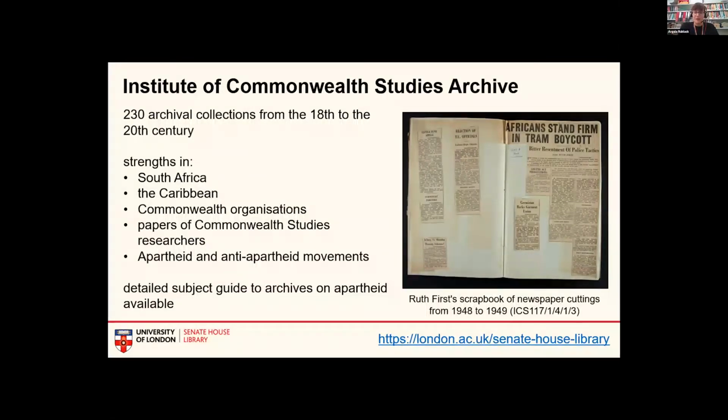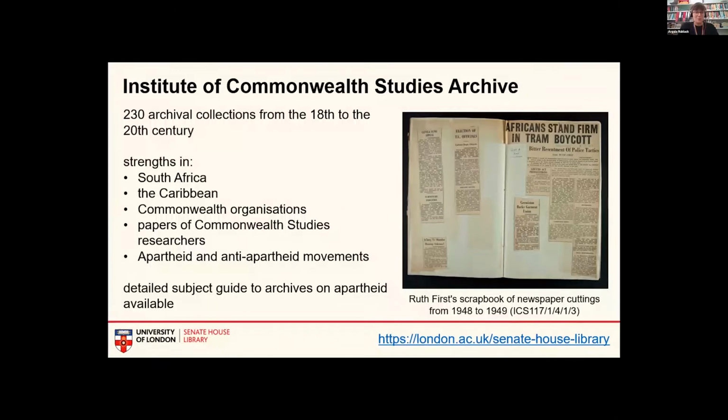Another strength of the archives are the archives and papers of Commonwealth organizations, such as the Commonwealth Trade Union Council or the Commonwealth Press Union. And the papers of Commonwealth Studies researchers are another strength of the holdings. And a further strength that is worth mentioning is there are a lot of materials in the archive that relate to apartheid in South Africa and international anti-apartheid movements.